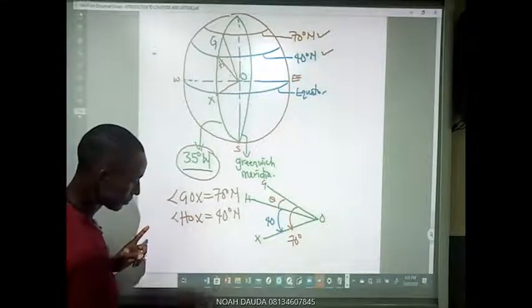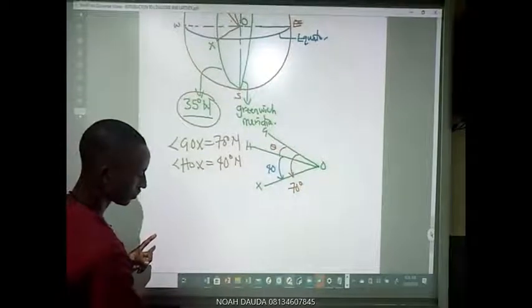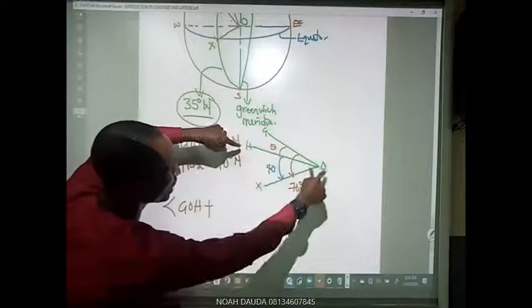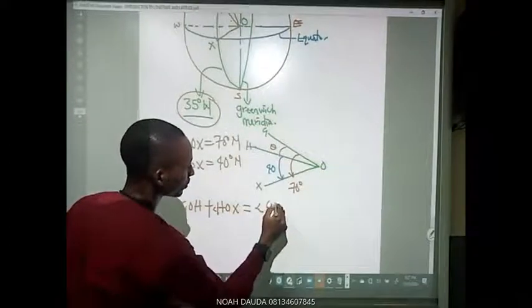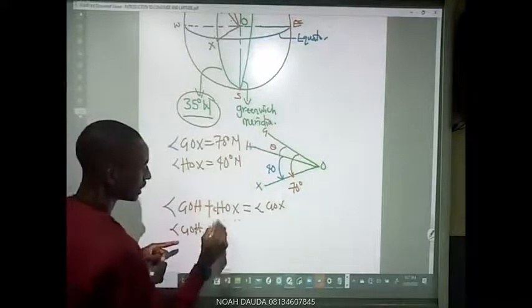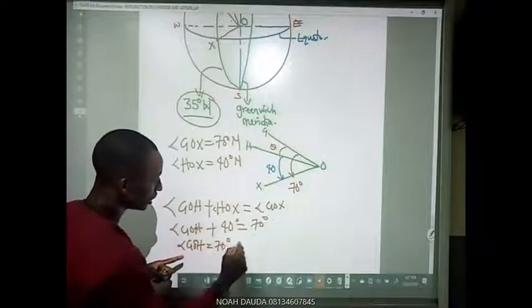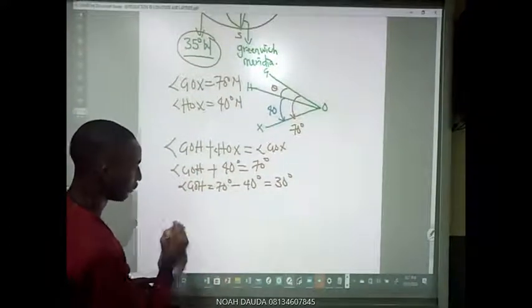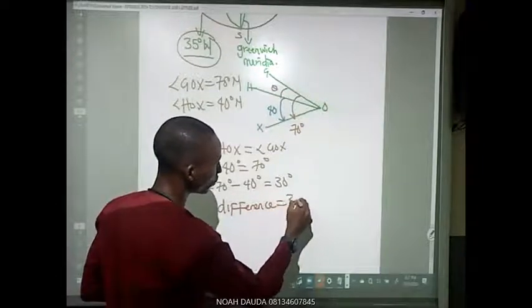So invariably, I can easily say that angle GOH plus angle HOS is equals to the total angle, angle GOX. Now, since angle GOH is what we don't know, which is our angular difference, and the HOS is equals to 40, and then GOS is equals to 70 degree. So our angular difference GOH is equals to 70 degree minus 40 degree, which is equals to 30 degree. So in a nutshell, you can state this as your angular difference is equals to 30 degree. That is all.